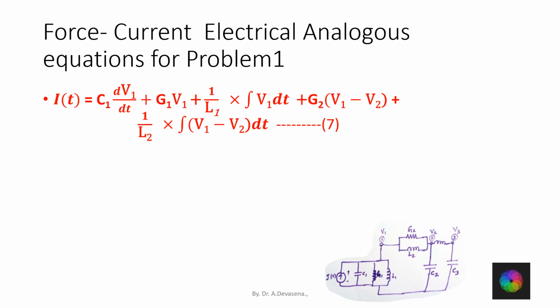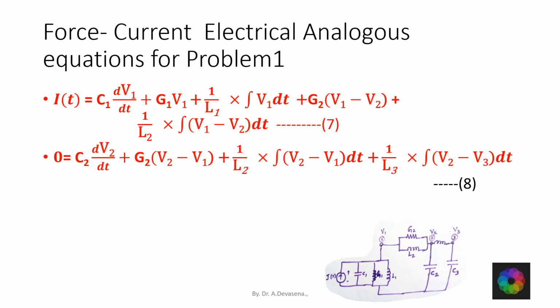This equation 7 is analogous to the force balance equation, equation 1, in the mechanical translational system. 0 is equal to C2 dV2/dt plus G2 (V2 minus V1) plus 1/L2 integral of (V2 minus V1) dt plus 1/L3 integral of (V2 minus V3) dt. This is equation 8. This equation 8 is analogous to the force balance equation 2 in the mechanical translational system.